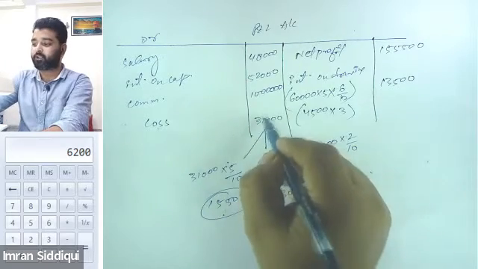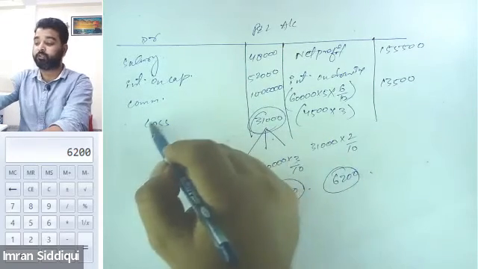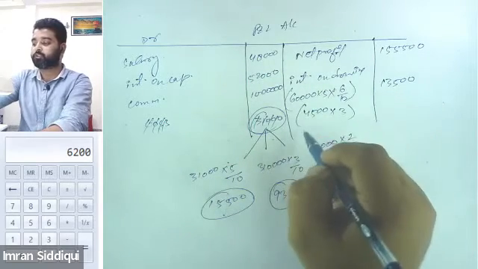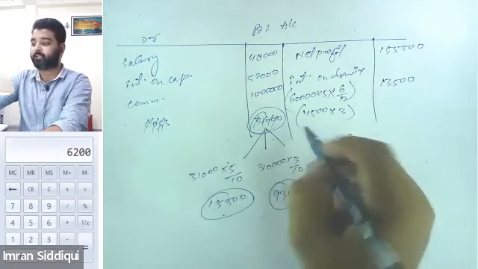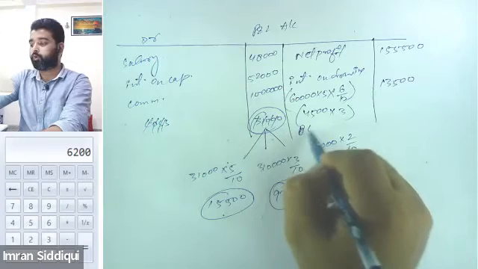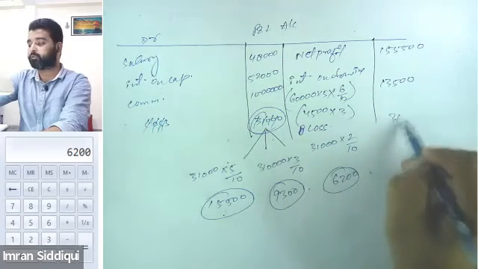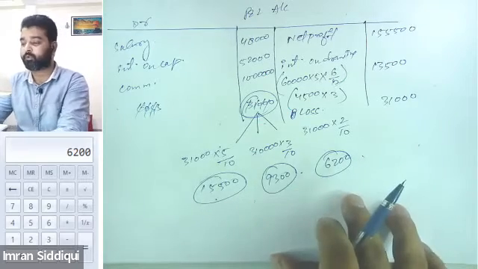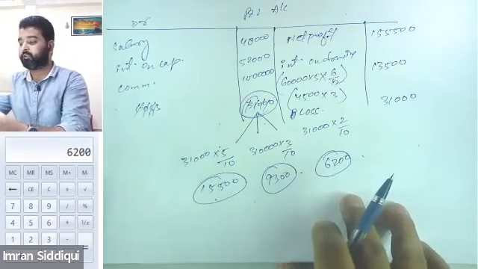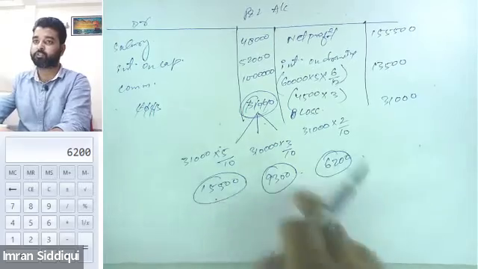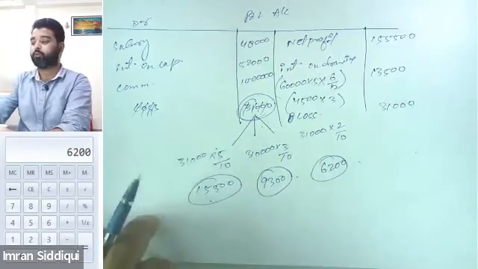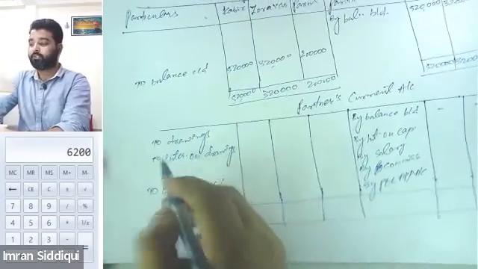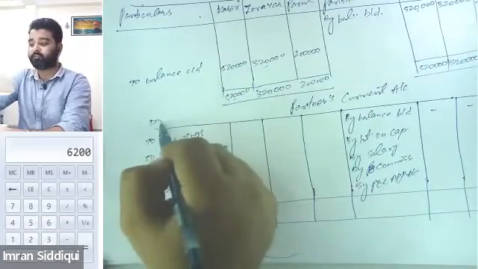See, since there is a loss in the P&L appropriation, this loss cannot be shown on the debit side; it will be indicated on the credit side. So the loss divided among the partners is 31,000. These are the values: 15,500, 9,300, and 6,200. We will transfer these losses to the partners' current accounts. When you prepare the partners' current account, you will transfer these losses to the debit side of the current account. Is that clear, everyone?